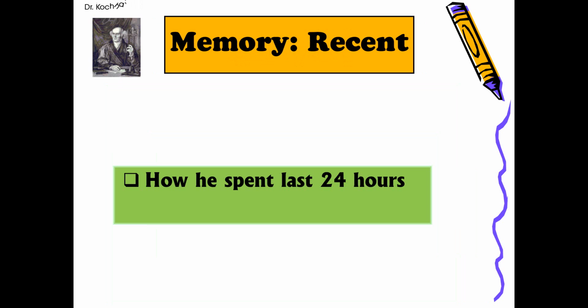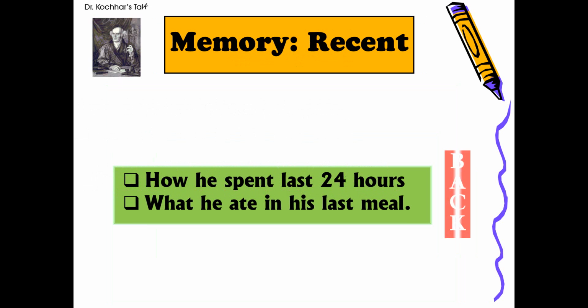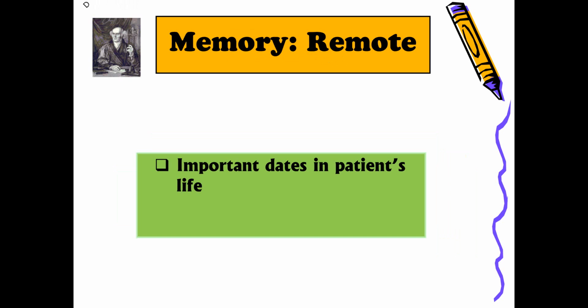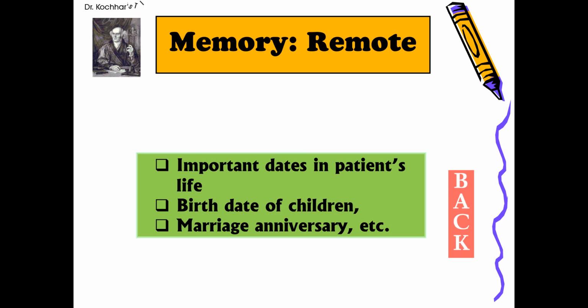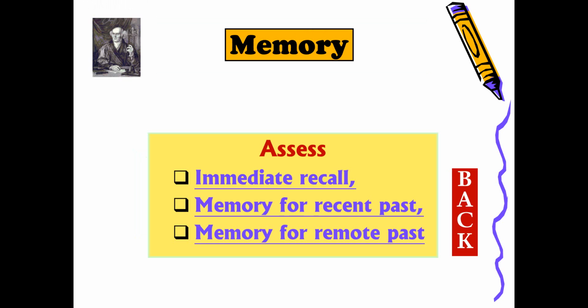Then memory for recent past. How he spent the last 24 hours he should be able to remember. What he ate in his last meal. If he is not able to answer, then he will be a candidate for problem in recent memory. And then finally the remote past, that is remote memory, important dates in the patient's life. What is your birth date, what is your marriage anniversary, birth date of children, marriage anniversary, etc. So that he should be able to recall. So that completes our simple protocol for assessing memory in a few minutes time.